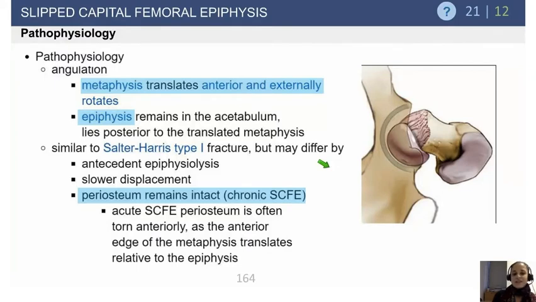The difference here is you have a prior sick physis, so your physis is abnormal in a SCFE. You tend to have a normal physis when you have a Salter-Harris 1 fracture. The displacement tends to be much slower, and there tends to be remodeling present. And in chronic slips, your periosteum can even be intact. Acute severe slips, your periosteum can be torn anteriorly, just like in a Salter-Harris 1.